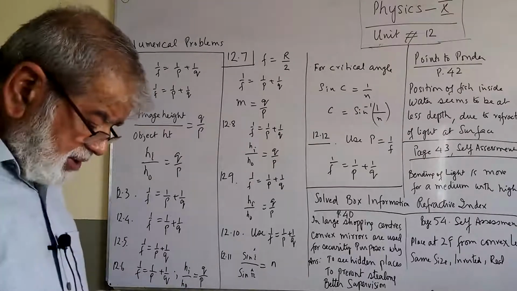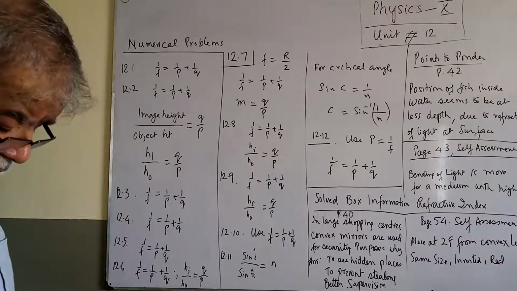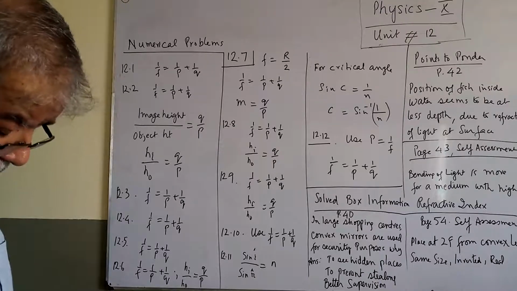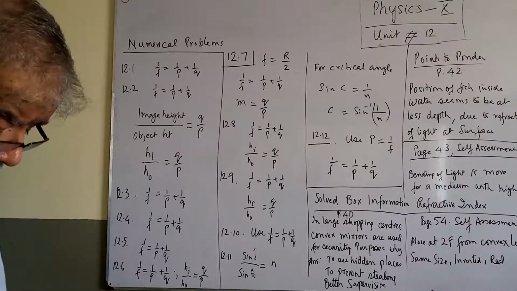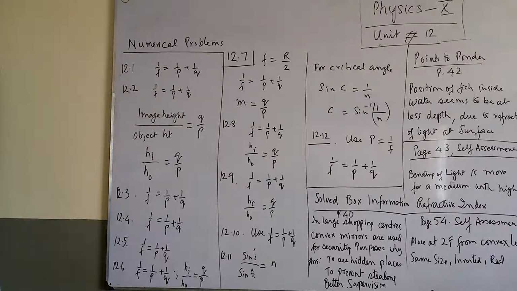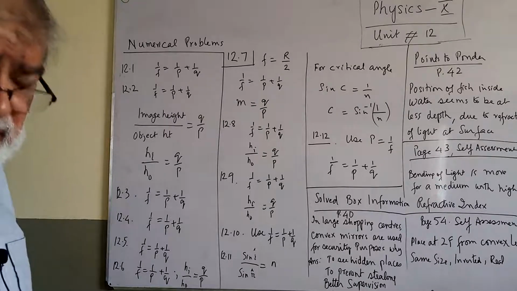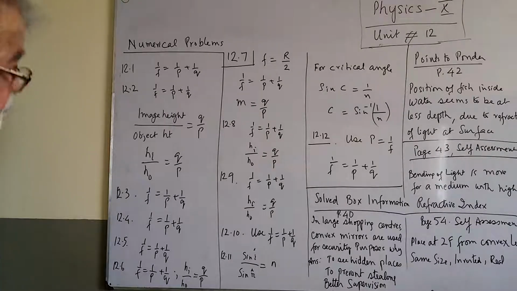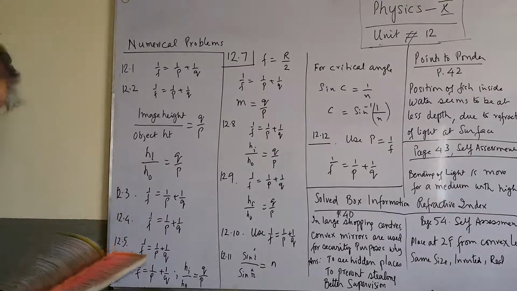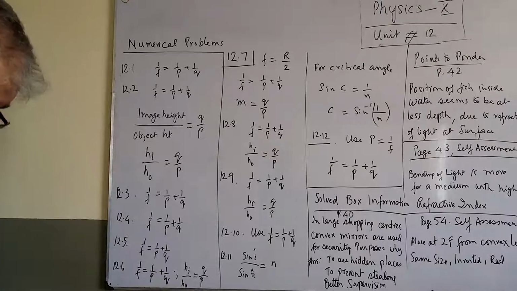This says an object 10 centimeters in front of a convex mirror forms an image 5 centimeters behind the mirror. What is the focal length of the mirror? So he has given you the distance of the object from the lens and the distance of the image from the lens. You have to find the focal length. So you have to use this formula 1 over f is equal to 1 over p plus 1 over q, taking care about the sign convention.